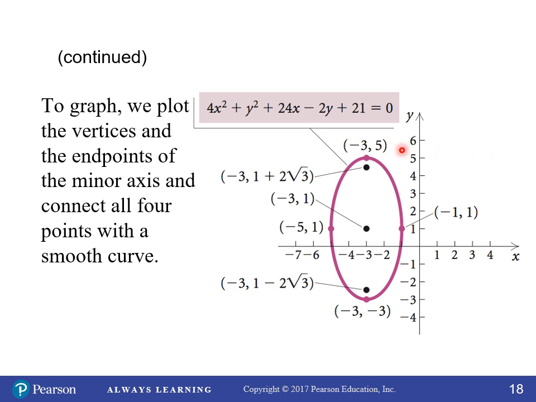So you can see for our major axis, we end up with the -3, 5 and the -3, -3. For our minor, we get -5, 1 and -1, 1. And then there's our foci here and there, and our center is at -3, 1. Then we just connect with a smooth curve around that ellipse.